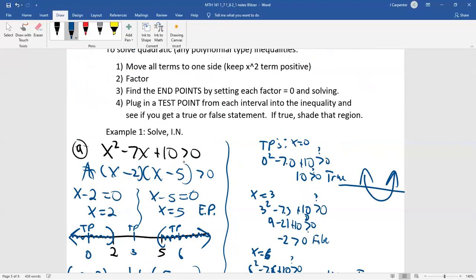I could have plugged in the 0 here. 0 minus 2 is going to be negative. 0 minus 5 is negative. A negative times a negative is a positive. Positives are positive, so it would be true, and you'd still shade it.